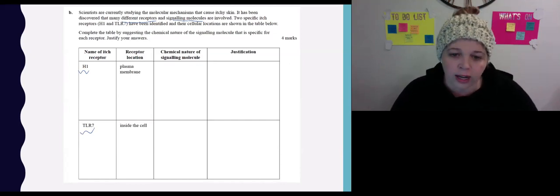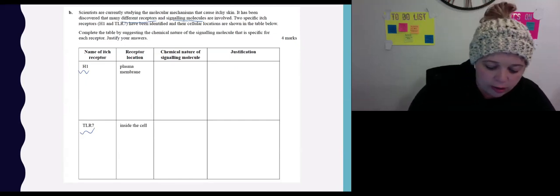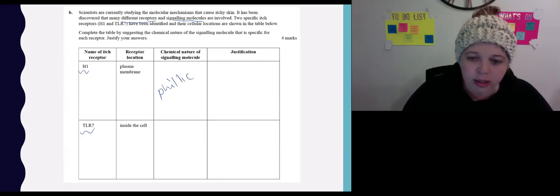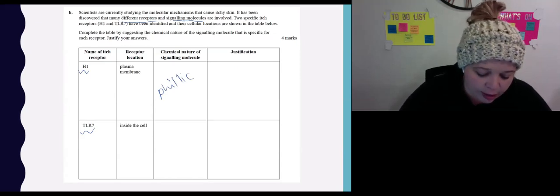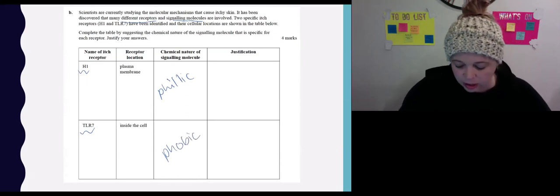So the receptor for H1 is on the plasma membrane. What is the chemical nature of that one? It's going to be hydrophilic. Whereas the receptor for TLR7 is going to be inside the cell, so it's going to be hydrophobic. And then we need to justify.